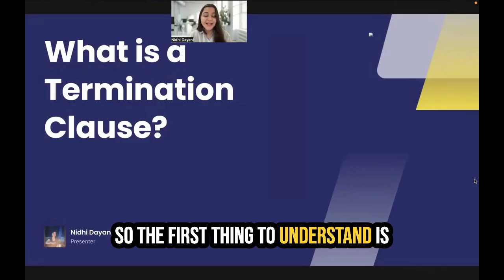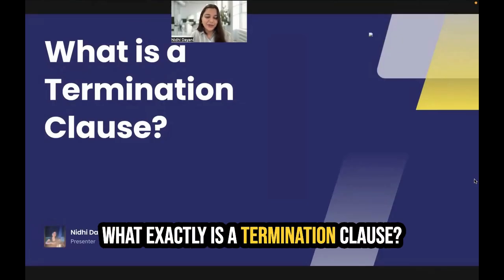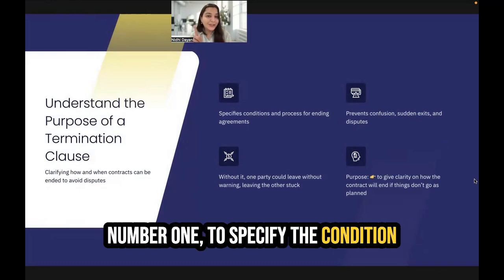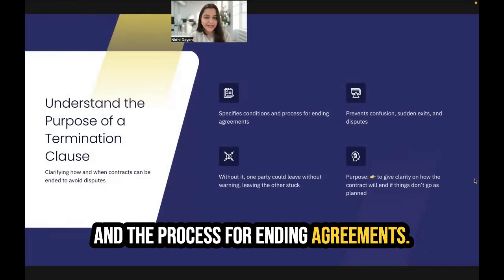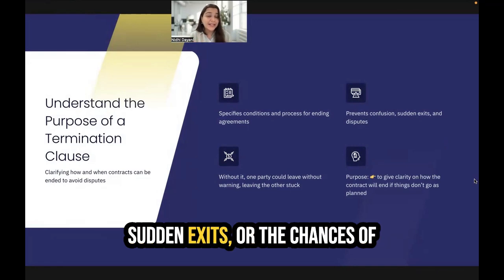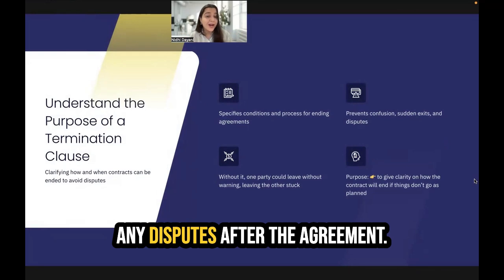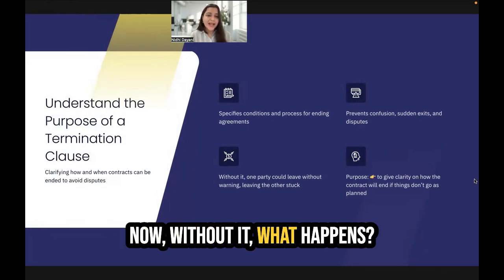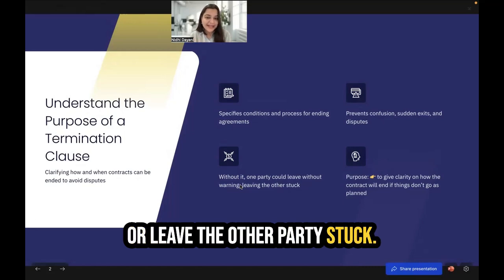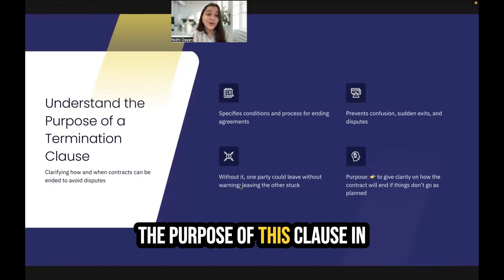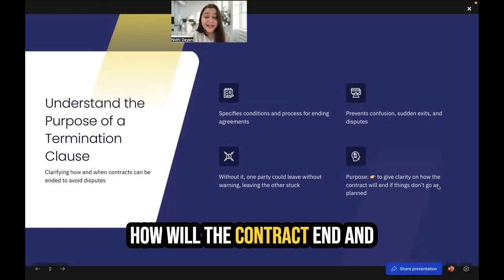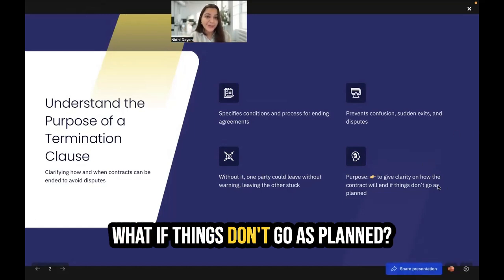So the first thing to understand is what exactly a termination clause is. The purpose of a termination clause is, number one, to specify the conditions and the process for ending agreements. This helps any party avoid confusion, sudden exits, or the chances of any disputes after the agreement. Now, without it, what happens? One party can leave without warning or leave the other party stuck. The purpose of this clause in any contract is to give clarity: how will the contract end, and what if things don't go as planned?